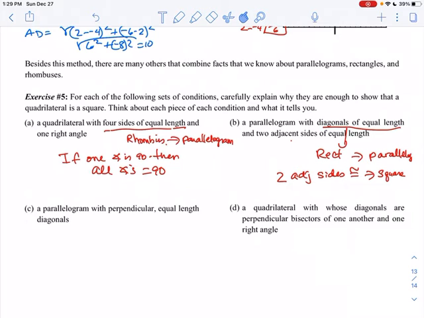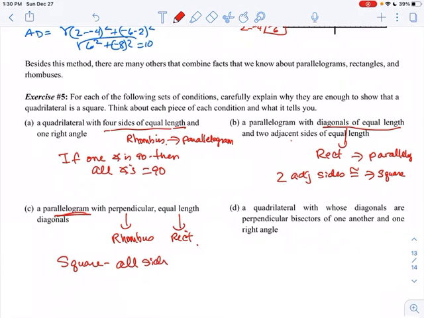Next, a parallelogram with perpendicular equal length diagonals. So it is a parallelogram. If the diagonals are perpendicular, that makes it a rhombus. And if the diagonals are equal, that makes it a rectangle. Therefore, it's a square because all sides are congruent, because I know it's a rhombus, and all angles are right angles because it's a rectangle.